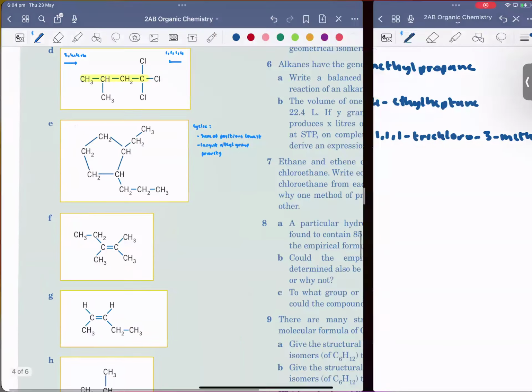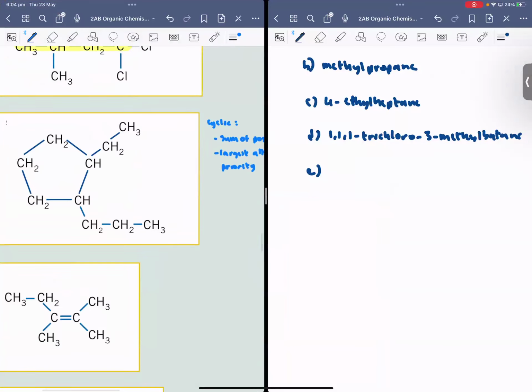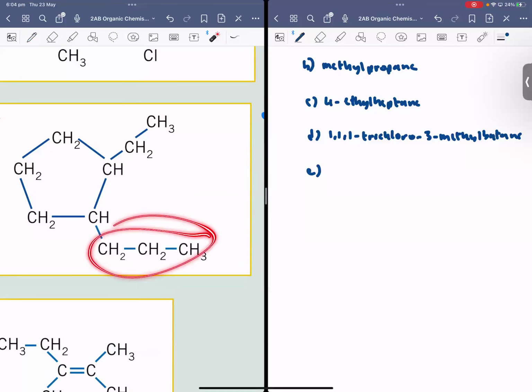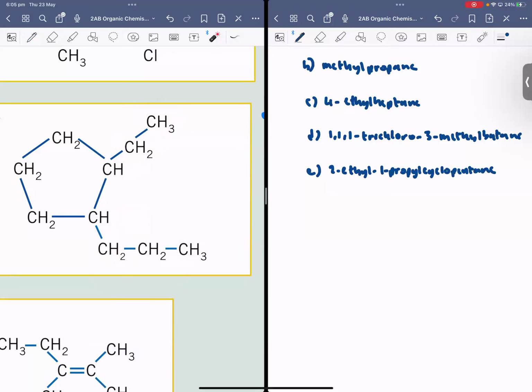So the name of this, that one takes priority. What comes first alphabetically though? Ethyl or propyl? Ethyl. So this will be 2-ethyl, 1-propyl, cyclopentane. Cool.